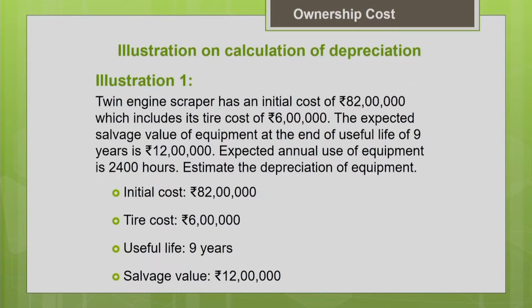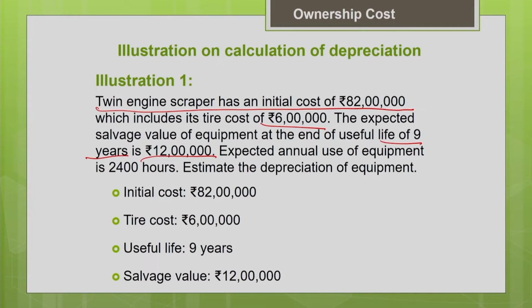Now let us work out an example on how to estimate the depreciation by all the three methods which we have discussed so far. So this is a problem. A twin engine scraper machine has an initial cost of 82 lakh. It includes a tire cost of 6 lakh. The expected salvage value of the equipment at the end of the useful life of 9 years. The useful life of the machine is 9 years and the salvage value is 12 lakh. That means at the end of 9 years, I will be able to sell this machine at 12 lakh. That is my salvage value.